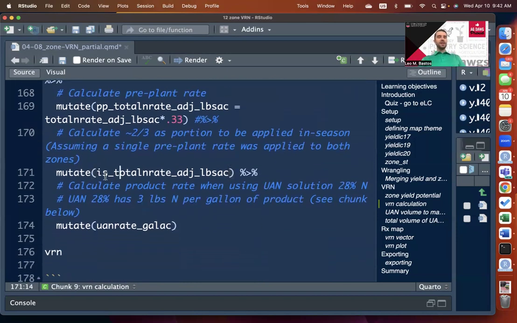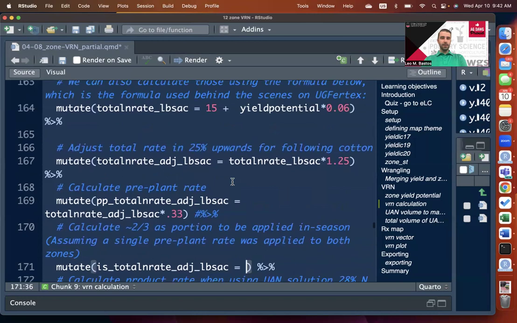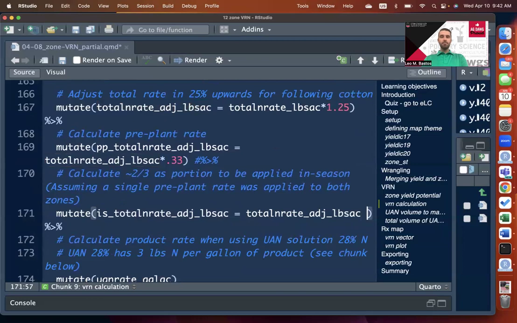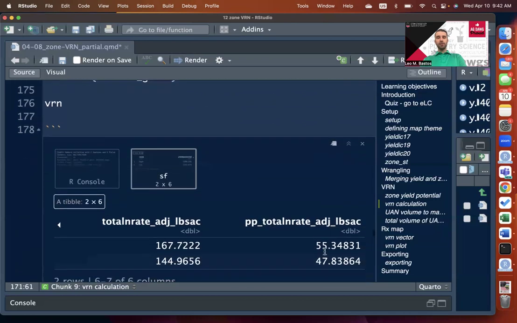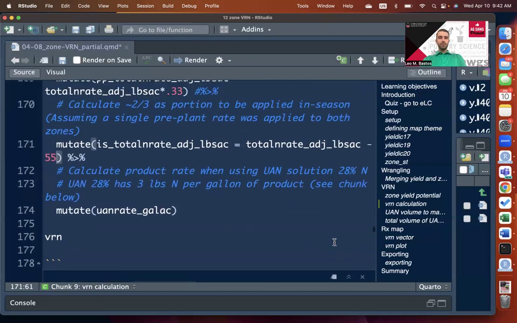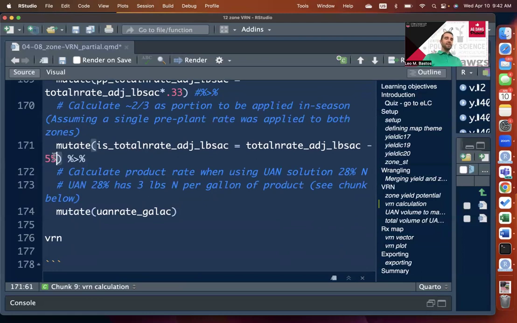I have IS to mean in-season, total N rate, adjusted pounds per acre. So this is basically going to be our total nitrogen rate. Well, let me come here. So the total N rate adjusted pounds per acre, right? So the total we're needing minus what we're applying fixed rate pre-plant, which is 55, which I just got from here in my case. So again, the 55 is a fixed number that I'm giving it because it's going to be fixed for both zones. We're just allowing the side dress rate, or the in-season rate, to vary according to zone.